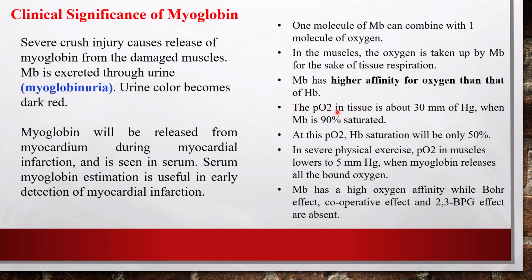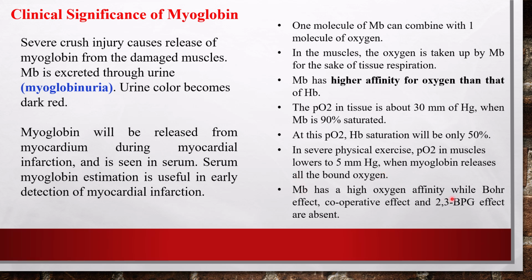So partial pressure of oxygen in tissues is about 30 mm of mercury when the myoglobin is 90% saturated. At this partial pressure of oxygen, hemoglobin saturation will be only 50%. So this makes the difference that shows the stronger affinity of myoglobin as compared to hemoglobin. In severe physical exercise, partial pressure of oxygen in muscles lowers to 5 mm of mercury when the myoglobin starts releasing all bound oxygen. So there is no shortage of oxygen at the time of strenuous exercise because myoglobin is available to release the bound oxygen.